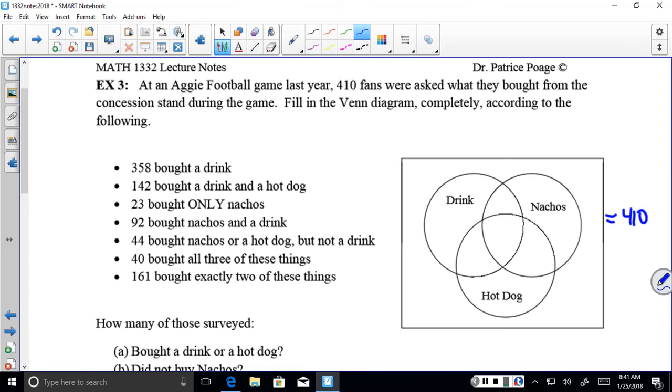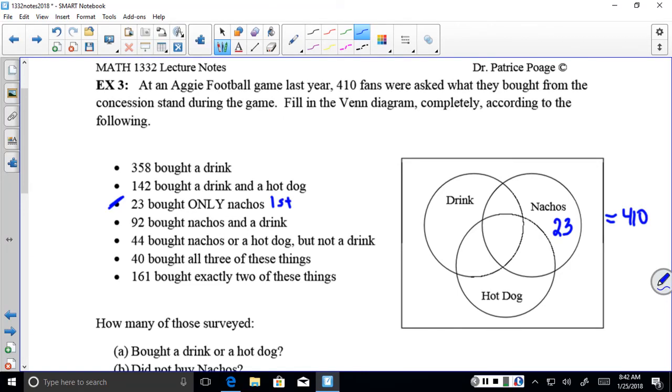23 bought only nachos. That one we can do. So sometimes when I'm doing these, if I'm going to go back later and study them, I might make a note out here like this was the first one I was able to do, just so I know later. I'm talking hypothetically as if I were you, okay?